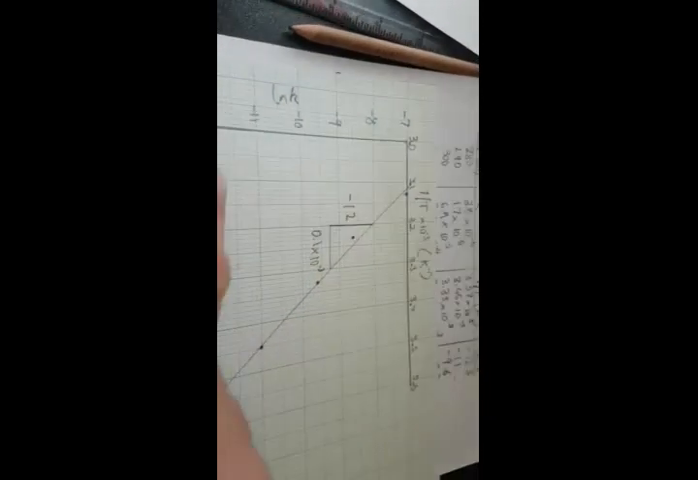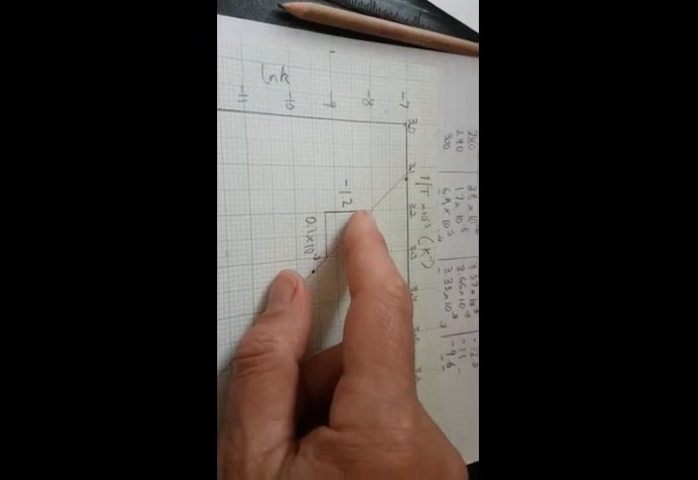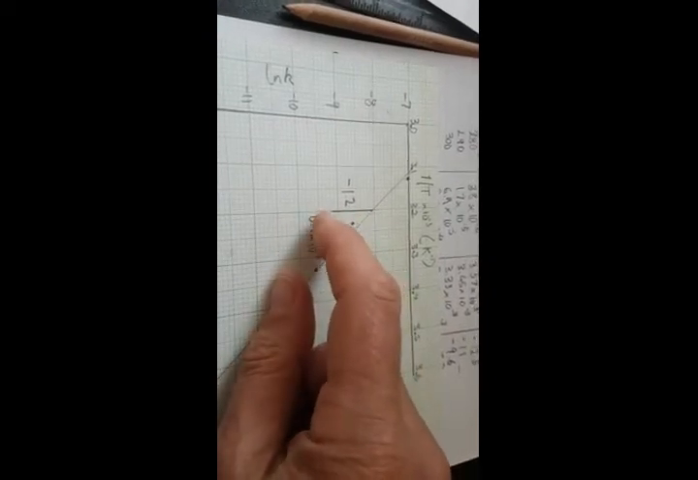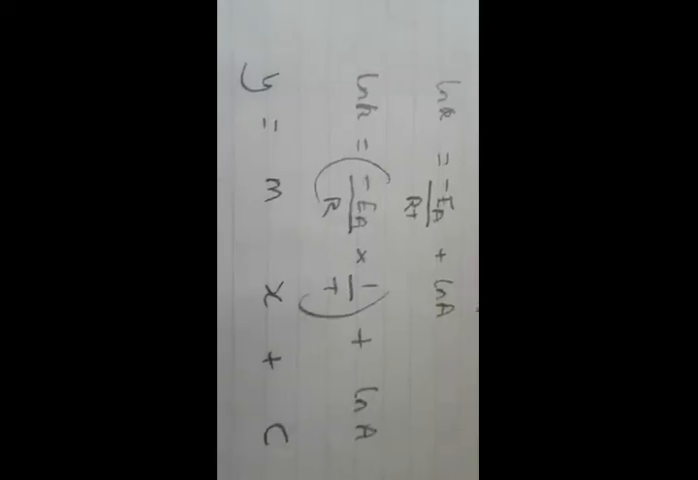It's a negative gradient. It's going this way. We'd only have a positive gradient if the line was going that way. It's gone from about minus 8.05 to minus 9.25. And therefore, I've calculated my gradient to be that.